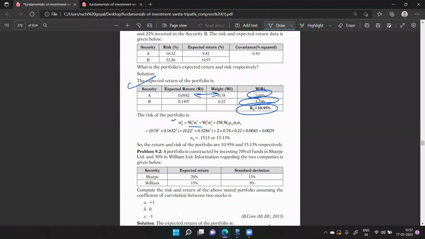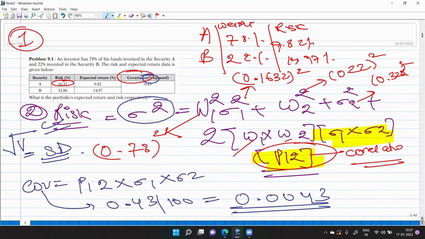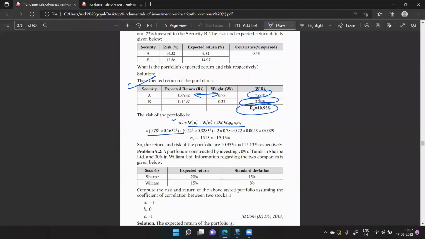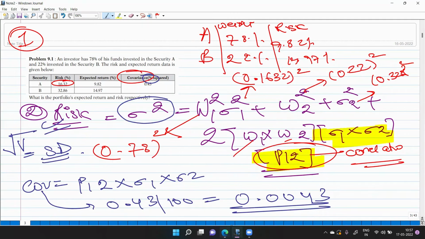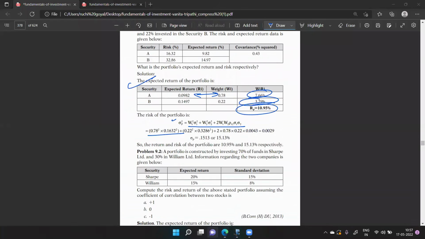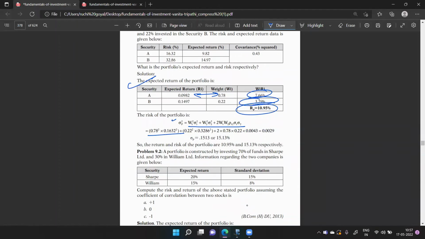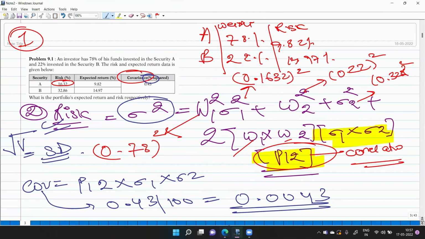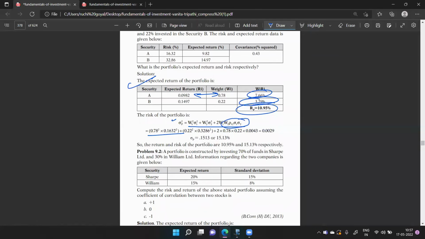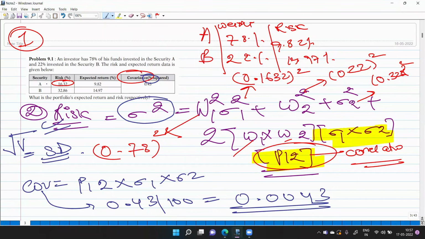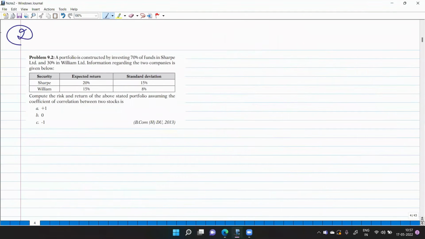Risk of a portfolio, this is the formula that we have used. We can just simply check 0.78 squared into 0.1632 squared plus 0.22 squared into 0.3286 squared plus 2 into weight 1 into weight 2, and instead of this we have substituted covariance. I hope this is clear. Let's move on to the second question.